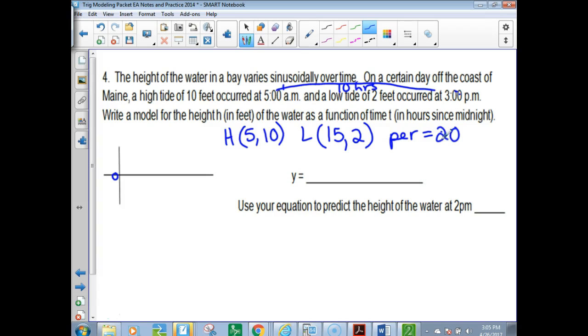All right, are we okay now? All right, the period is 20. So let's go out to the end here. We're going to graph one period. T is the number of hours since midnight. So halfway would be 10. Half of that's 5. And then we have a scale of 5. Our x scale is 5 hours. 5, 10, 15.